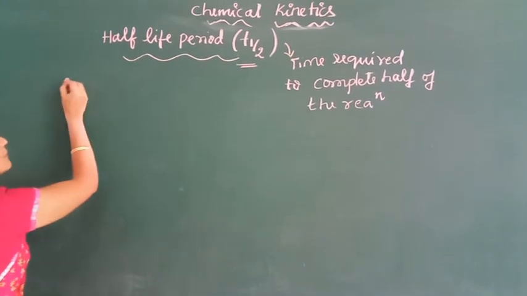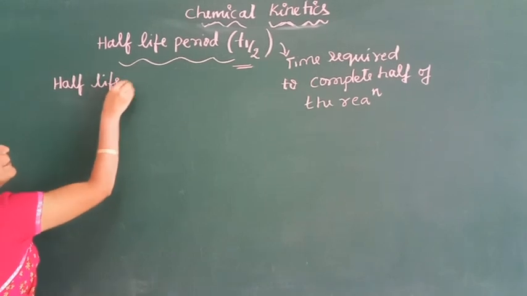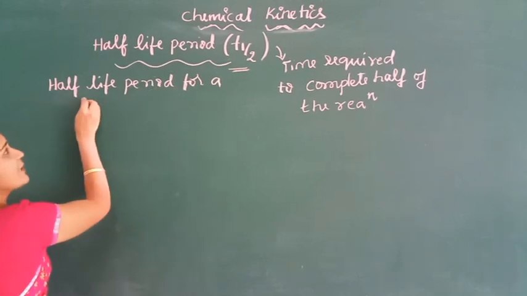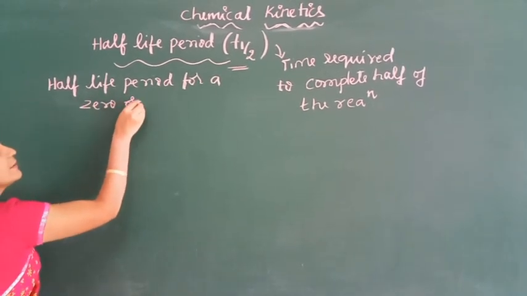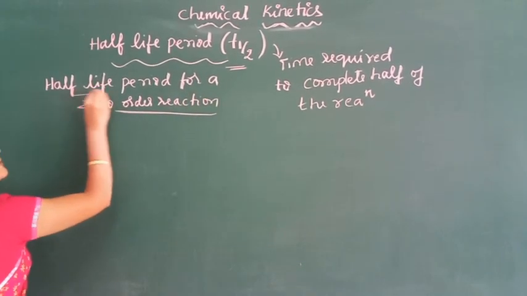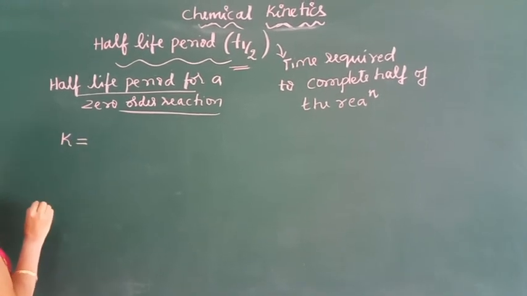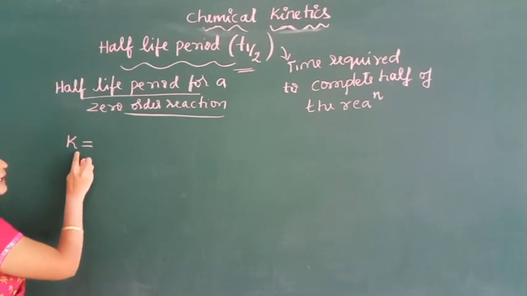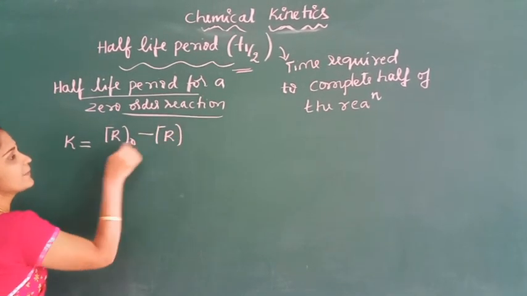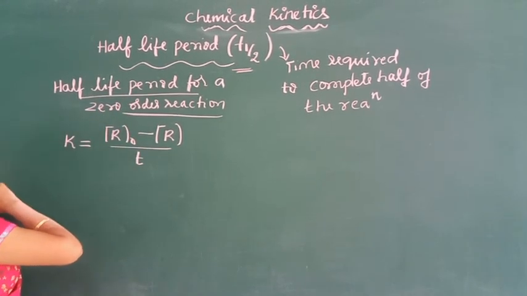Now, half-life period for a zero order reaction. We know that for a zero order reaction, the integrated rate constant expression is k equals R naught minus R divided by t. So this is the integrated rate constant expression for zero order reaction. Equation number 1.